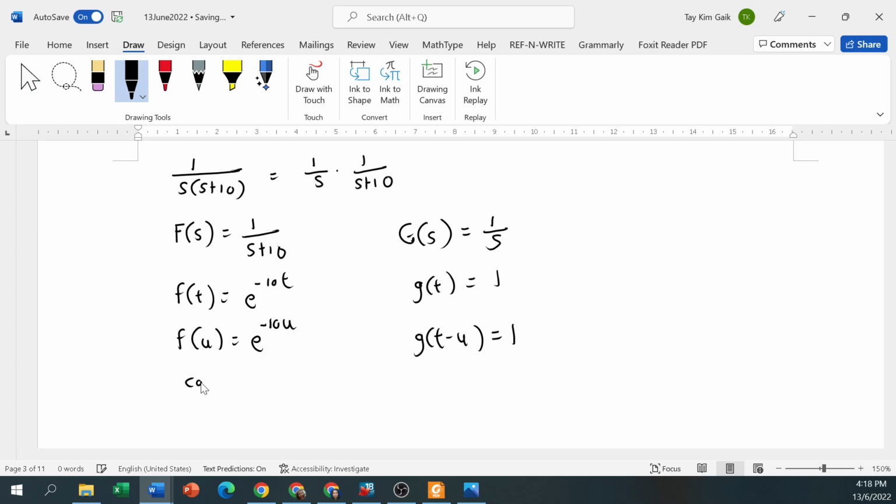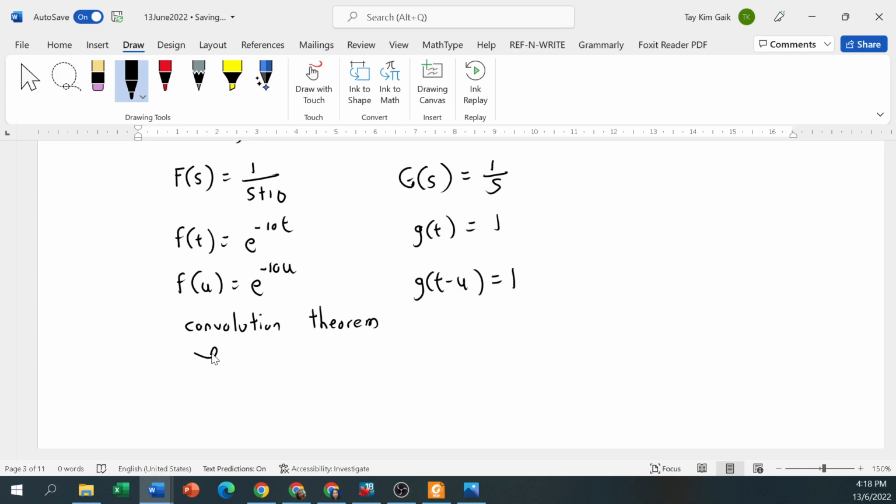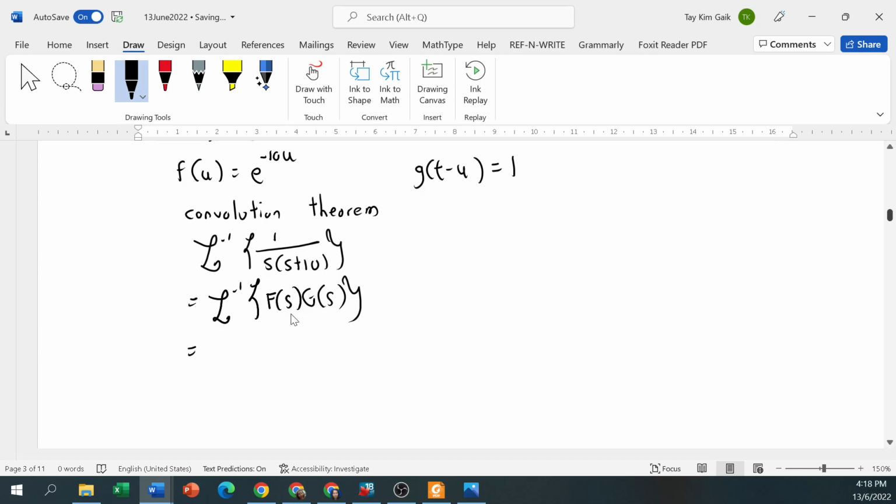Then by using the convolution theorem, the inverse Laplace of 1 over s plus 10, which is in the form of the product F(s)G(s), is equal to the integral from 0 to t of f(u) g(t minus u) du. So plug in f(u), which is e^(negative 10u), and g(t minus u), which in this case is 1.